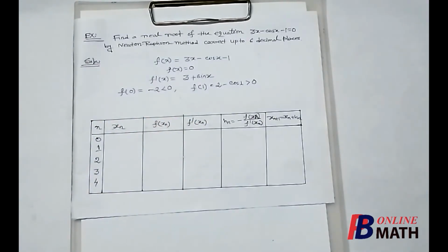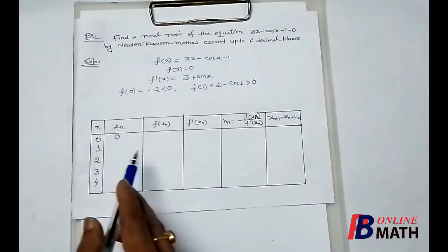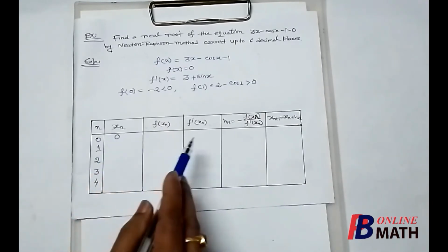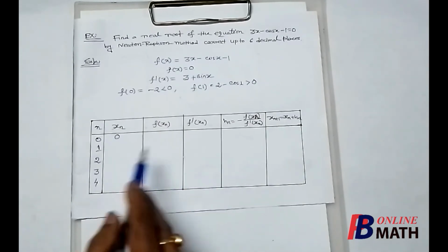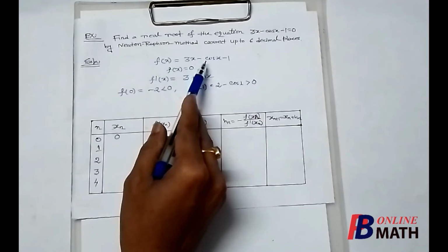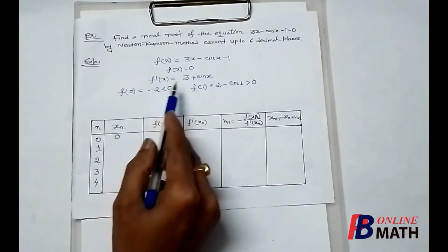So we can take any point between 0 and 1 as initial approximations. Now in this problem we are taking the point 0 as the initial approximation. So if we take 0 as the initial approximation, then we have to complete this table by computing all the values. Remember, the function f(x) is 3x minus cosine x minus 1, and the function f dash x will be 3 plus sine x.